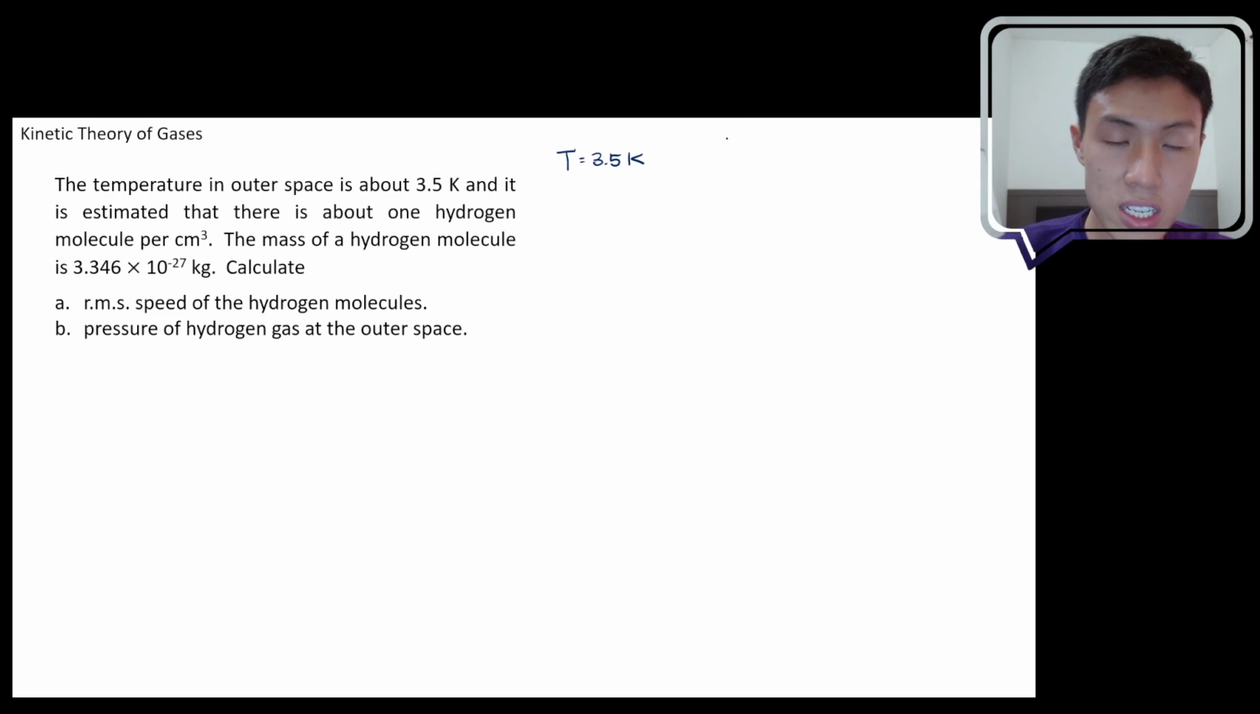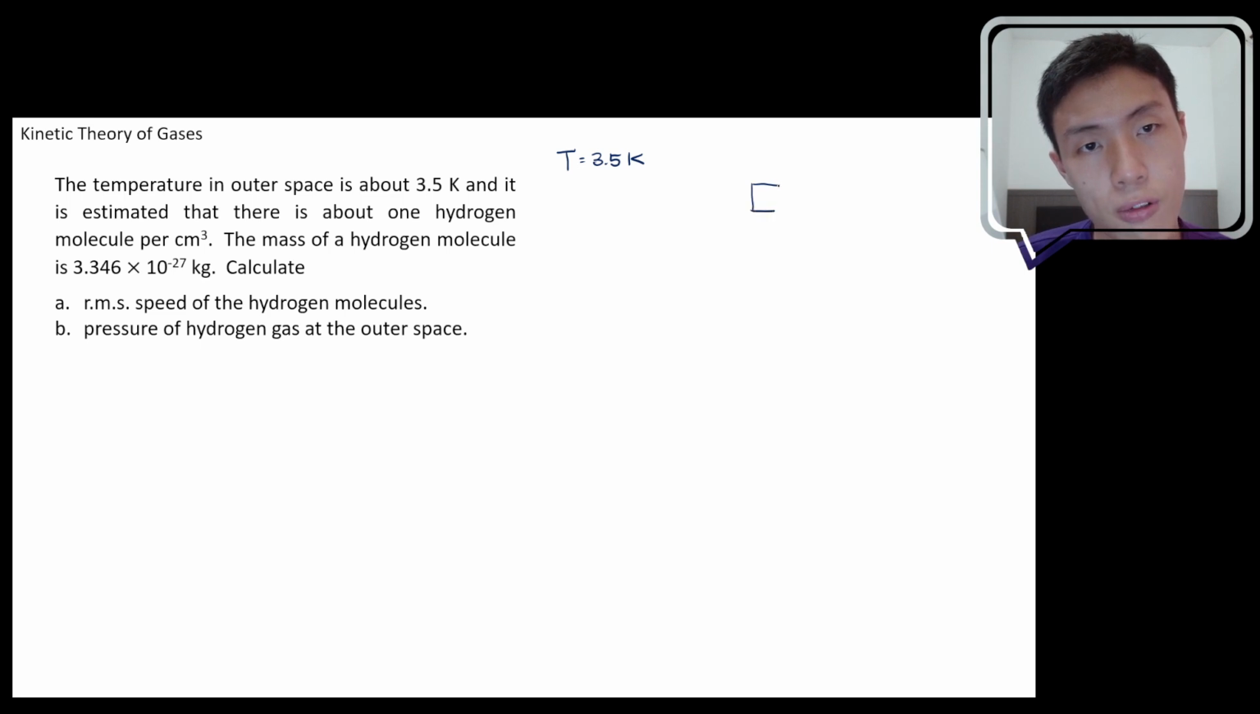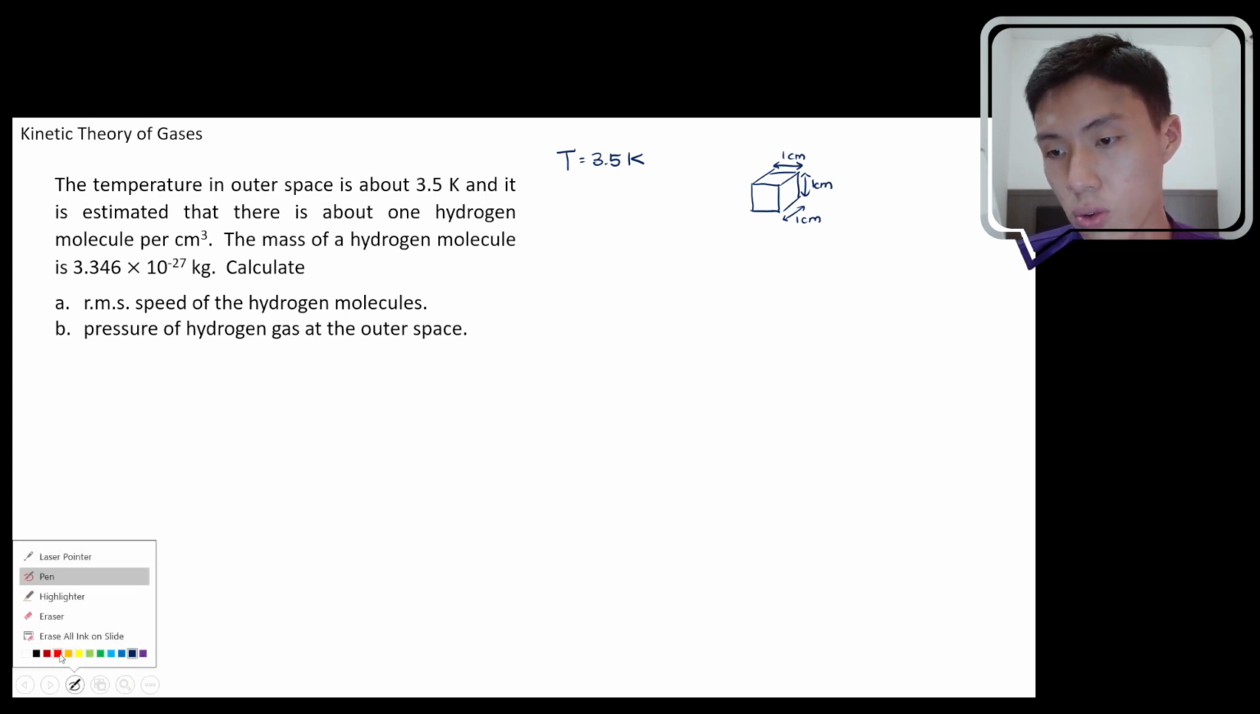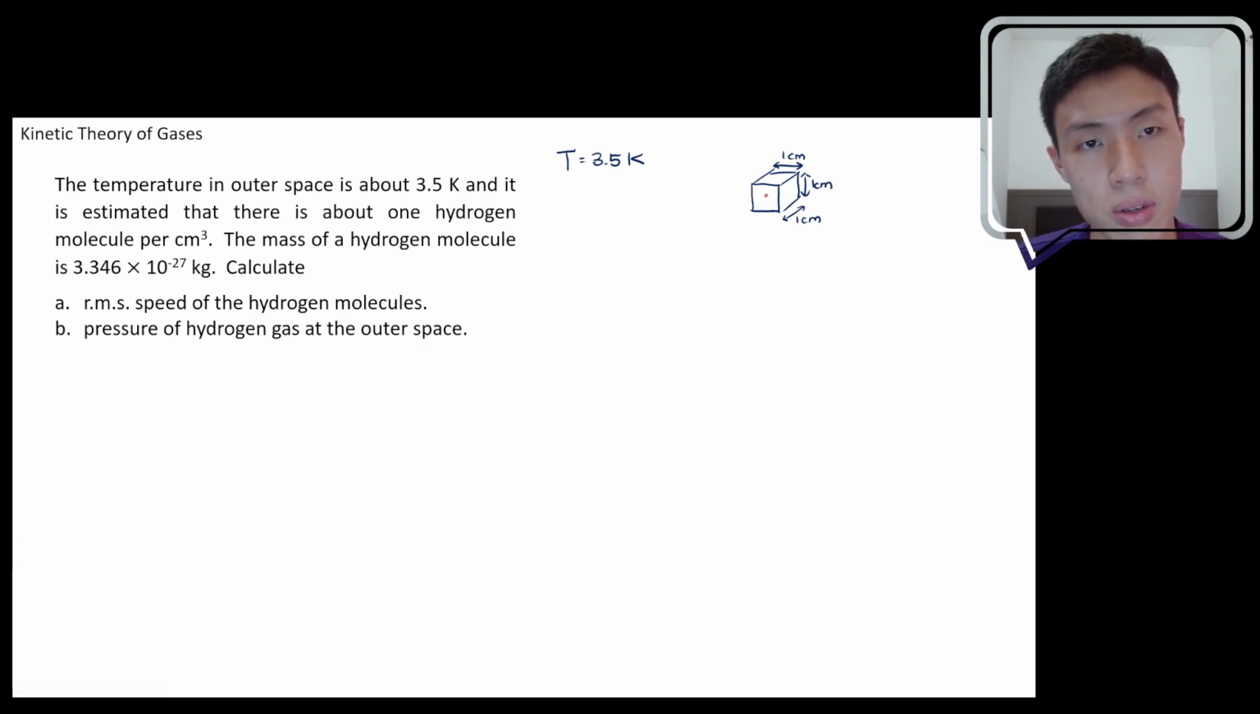It means the outer space is very wide, definitely more than 1 cm cube. But if you look into 1 cm cube of volume in outer space, if you focus on only 1 cm cube, you'll find on average there will be 1 hydrogen molecule inside that 1 cm cube space here. Okay, you'll find 1 hydrogen molecule here.